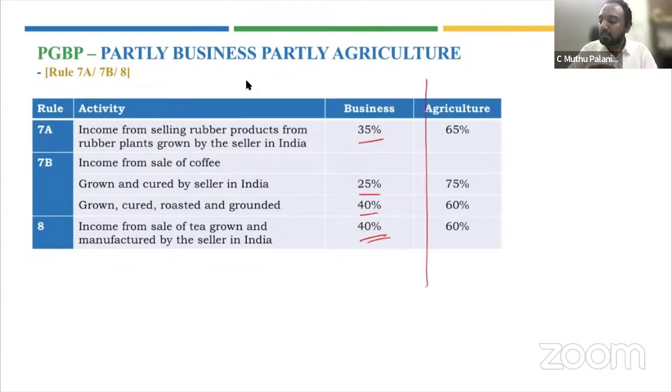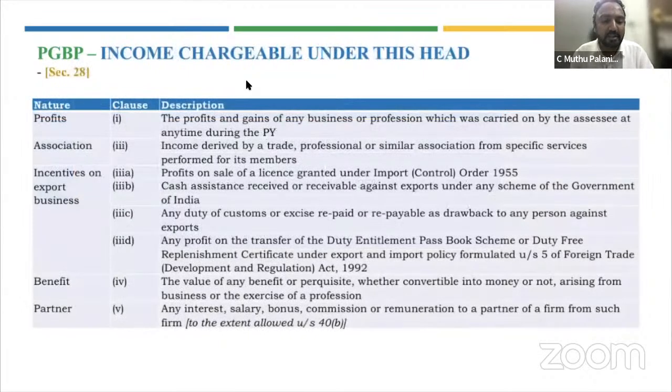Why do you split this? You split this because this is exempt. This proportion will be exempt. The business proportion will be taxable. So I take the total profit, I divide it into this ratio of business and agriculture. Clear on that? So that is why I have to calculate for partly business and partly agriculture.